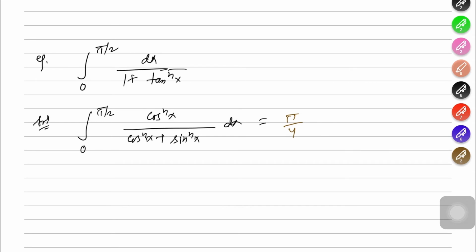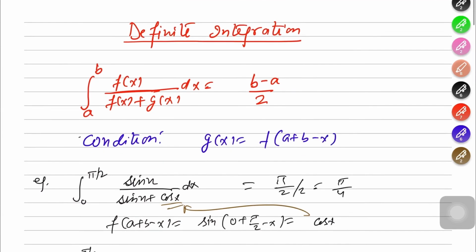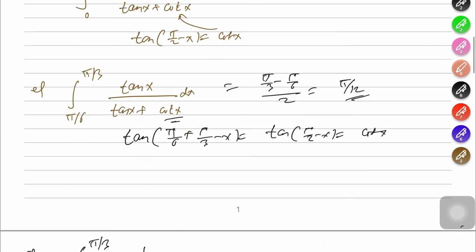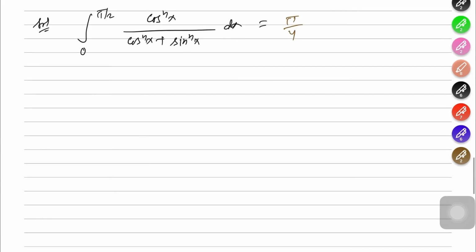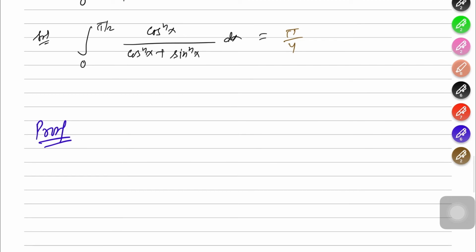Okay, so this trick is very much useful, but the condition we should know is that one of the functions is the same and the other function is different, but they should satisfy this condition. Okay, so let's see the proof. Let's see the quick proof of why we are getting this formula. Okay, so this is just a proof to know why we are getting this trick, the proof of the formula.